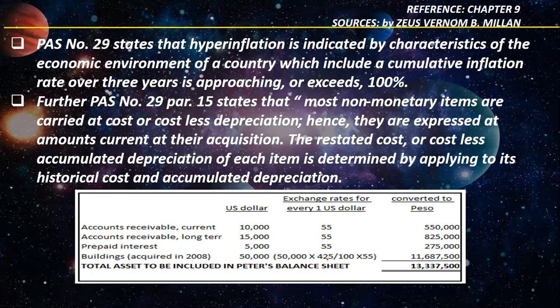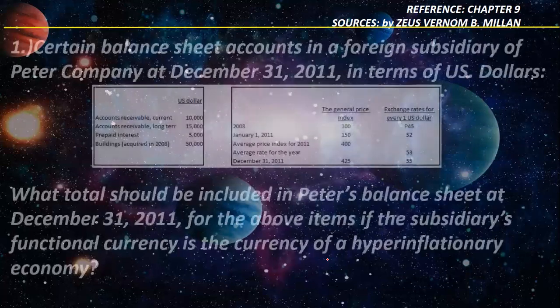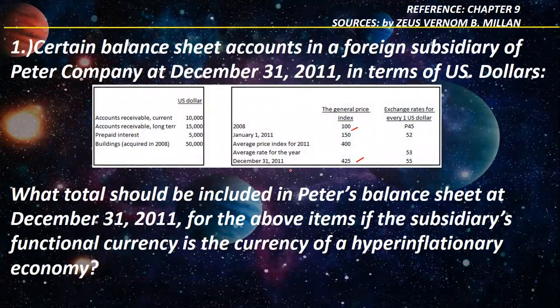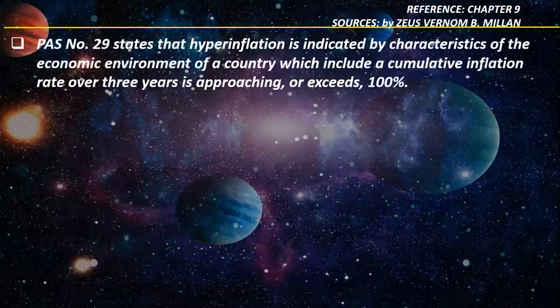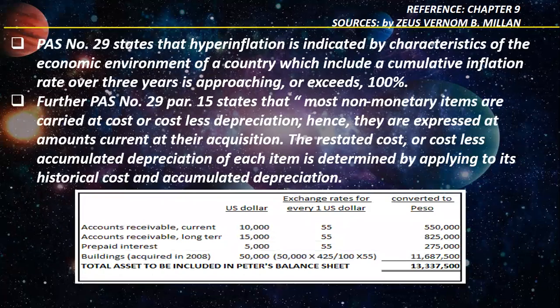December 31, 2011. Right? So, balikan natin yung problem. Right? Kita nyo? December 31, 2011, the current GPI rate is 425. Right? So, the numerator, that's 425. And the denominator here is 100. Bakit 100? Kasi nga, si building is acquired on 2008. Diba nakalagay doon? Balikan natin yung table ulit, ha?